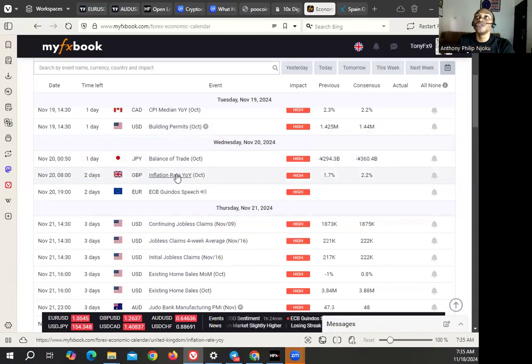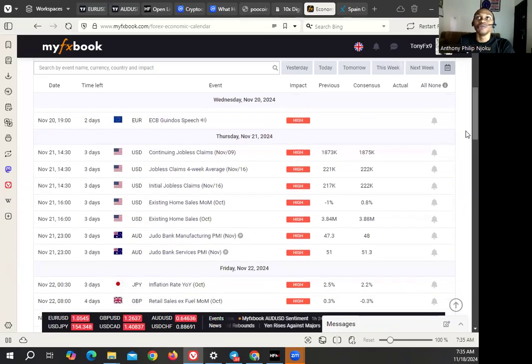Then the inflation rate year over year here has to do with the inflation of Great Britain pound. Like I already explained, if you see a figure higher than 2.2 by 8 a.m. on Wednesday, then it's going to be good for Great Britain pound and give it strength. But if you see a figure lower than 2.2, it's going to be bad for Great Britain pound.